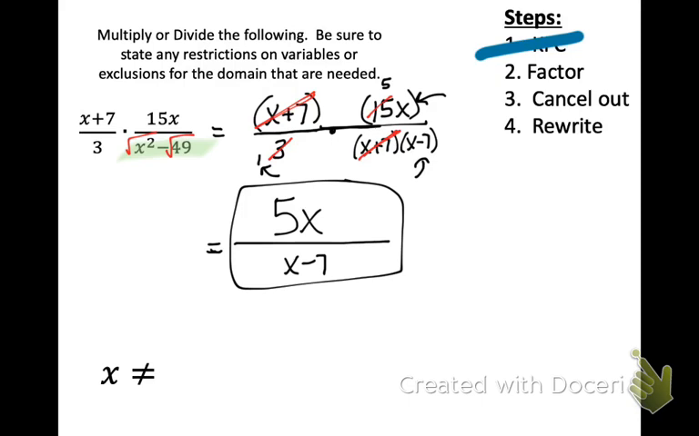Okay, restricted values. If I look at my denominator, I see two x's. The value of x that would make this first factor 0 is if x were negative 7. And the value for x that would make this second factor 0 is if x were positive 7.